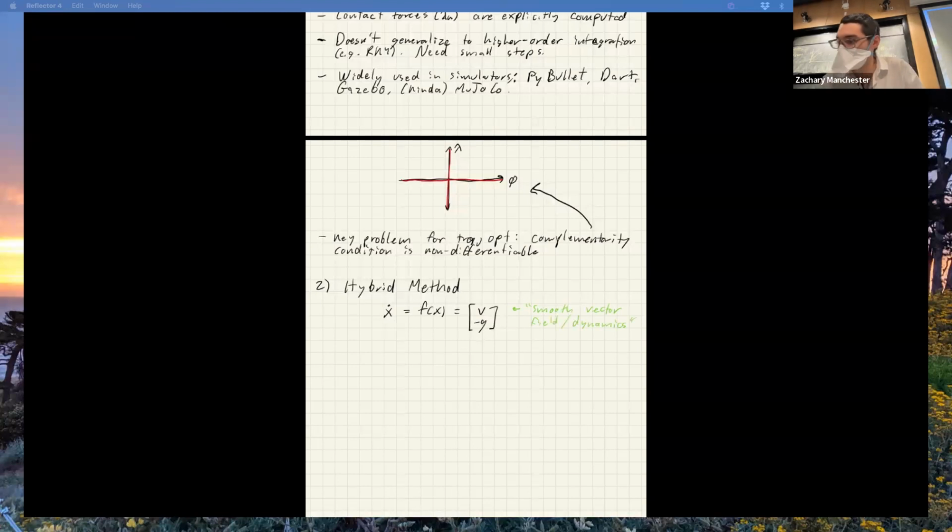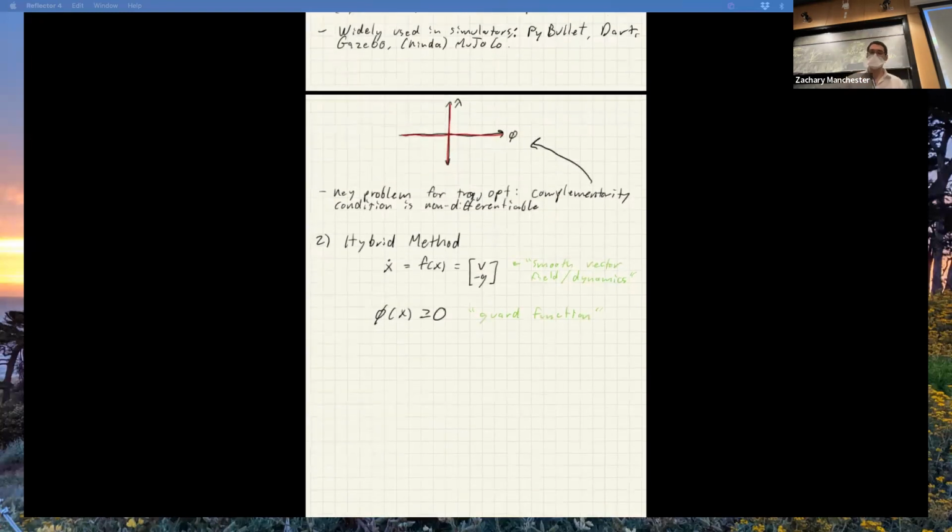And then what we're basically going to do is simulate these smooth dynamics using RK4, pick your favorite integrator. And while we simulate, at each time step, we're going to check what's called a guard function. In our case, it's the signed distance function. So we're going to check this guy, which in this context is called a guard. We check this as we integrate the ODE.